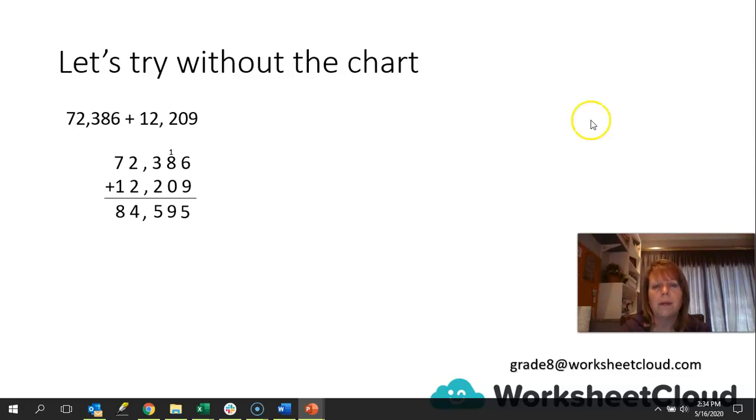Everybody happy? When you're carrying over, when you are adding, remember that now becomes 1 in the next column, and you have to add it in. So it's 84,595 is the answer.